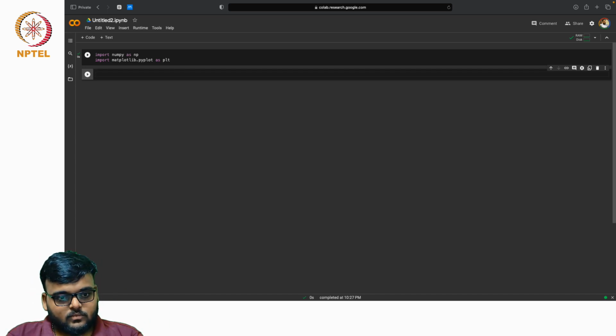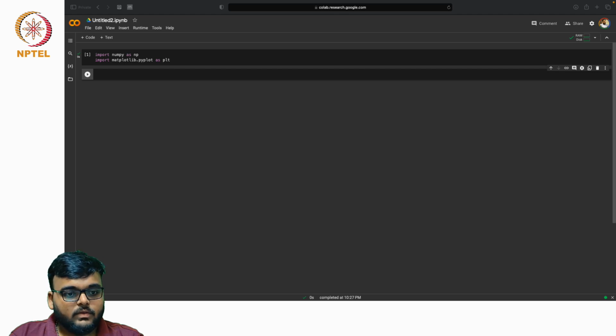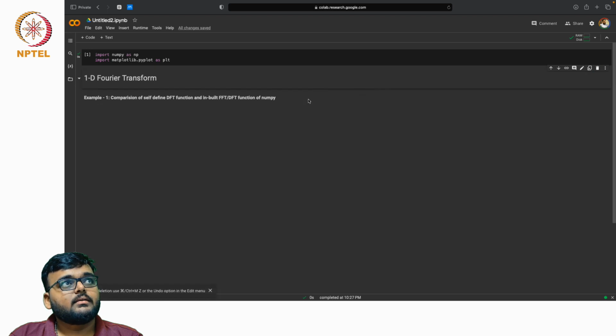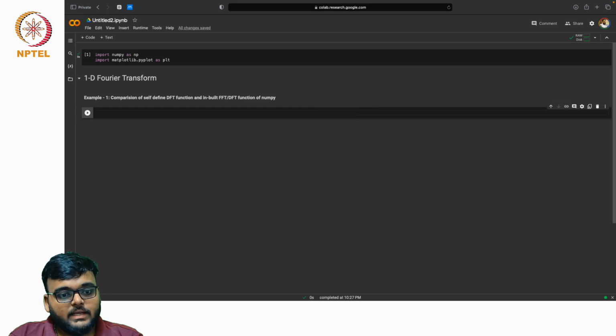Now what we will do, we will have an example here of 1D Fourier transform. So I can delete this code and add a code here. First we will define, as we said, a user defined DFT function.